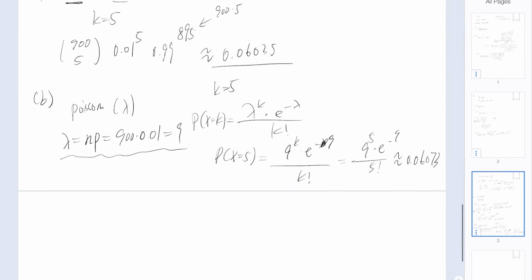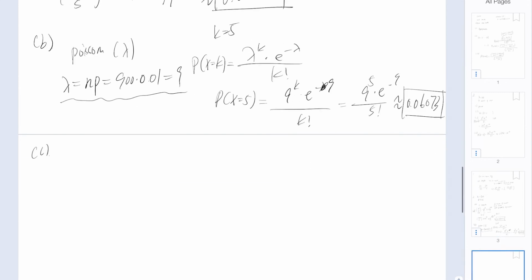And look at our solutions from part A and part B. These two are very similar. That means that if we use the Poisson distribution to estimate a binomial, in this context it works well because these two numbers are pretty close.